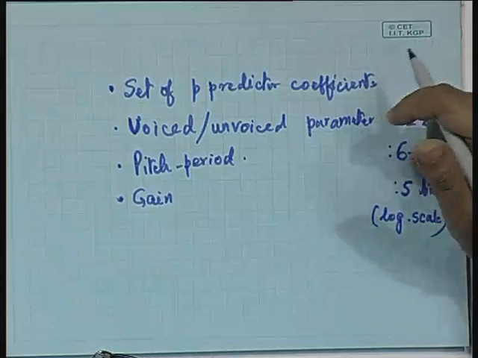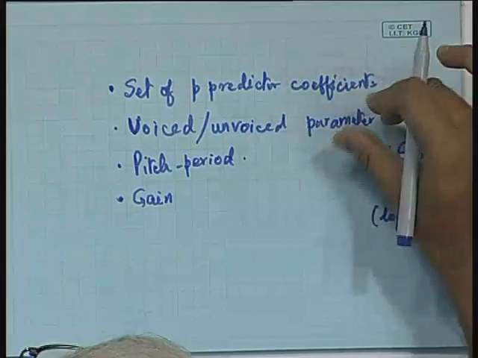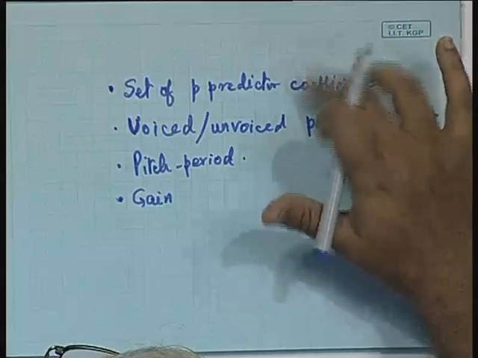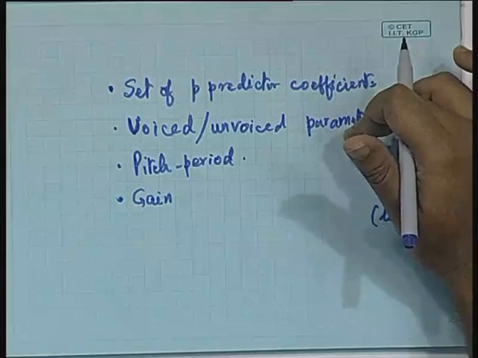So that really takes us to 6 plus 1 plus 5, 12 bits already. But we have not yet sent the predictor coefficients. Now, how many bits are really necessary for the predictor coefficients? One of the approaches that one can take is to directly quantize these predictor coefficients.